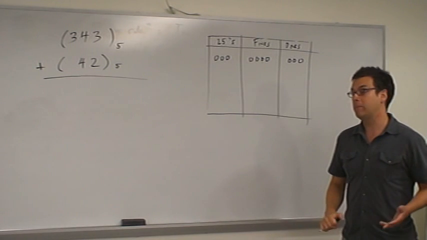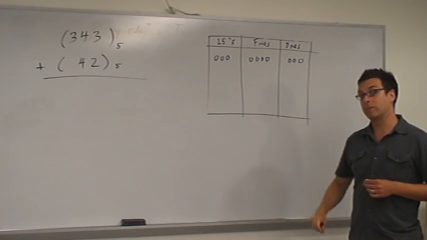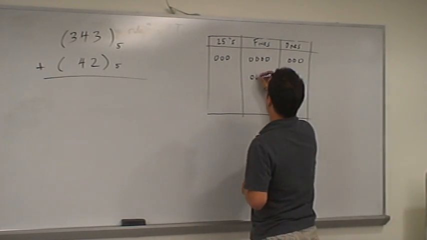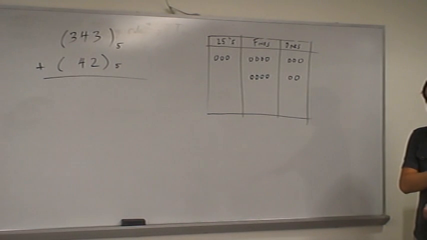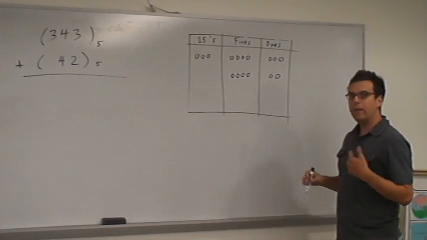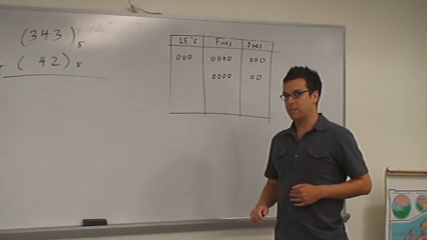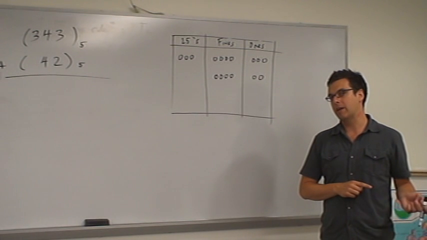In expanded form, that means 3 1s, 4 5s, and 3 25s. And the base 5 number with digits 4 and 2: 4 5s and 2 1s. Recall how we would perform this addition with a chip model. All we need to remember is the governing rule of base 5, which says 5 of one denomination makes 1 of the next higher denomination.